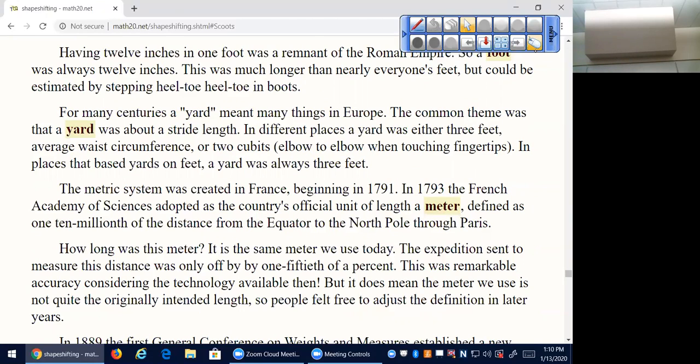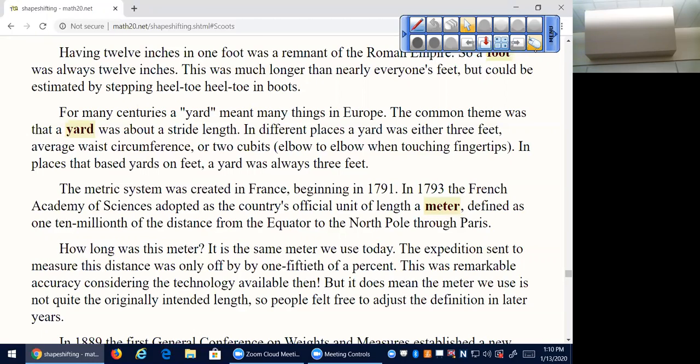A yard meant more than one thing. It was about a stride length. Some places defined it as 3 feet. Some places defined it as an average waist circumference. Your belt is about a yard. Or people would define it as 2 cubits, so elbow to elbow. This is a cubit, by the way, if you've read Noah's Ark. Right? So this is 2 cubits, this is 1 cubit. So any of those could have been a yard.